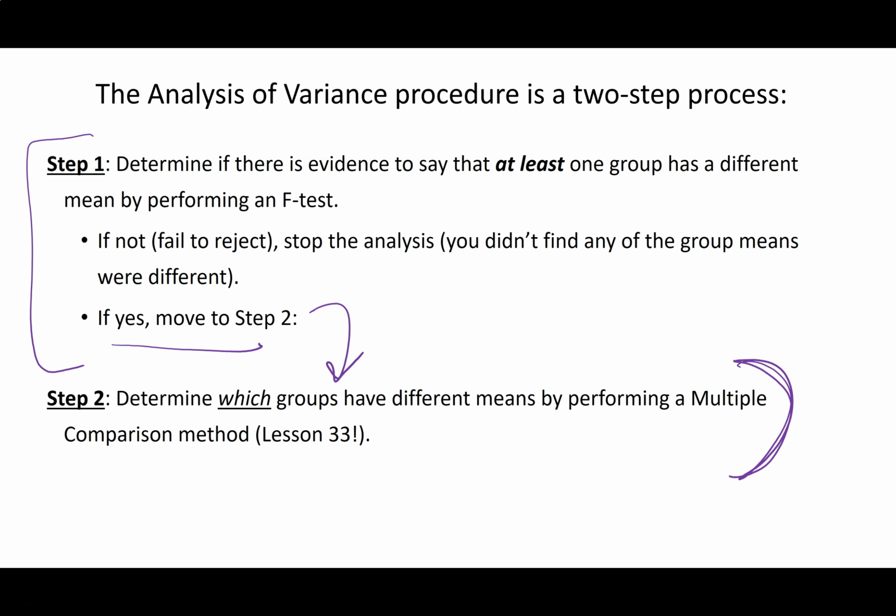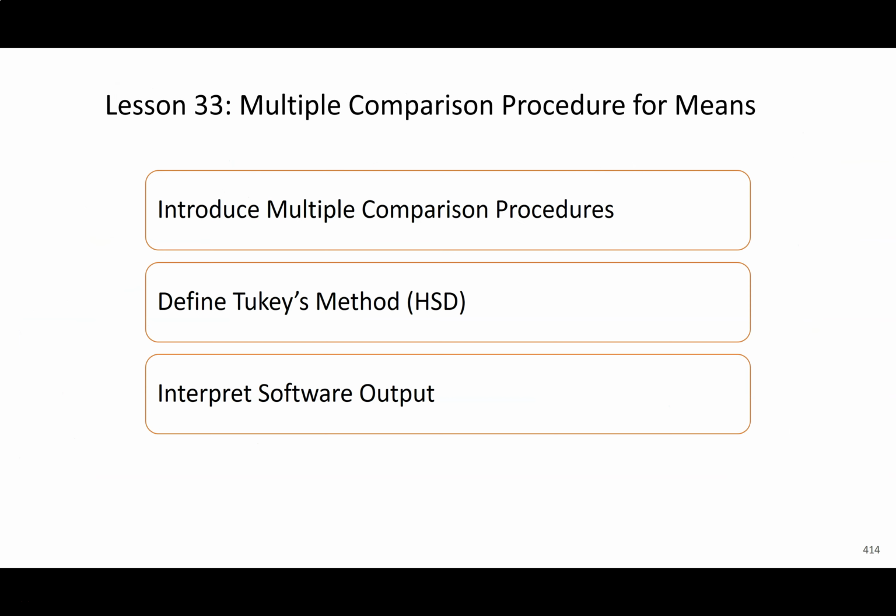So first you ask, is at least one different? If you say no, you stay there. You don't have evidence that at least one mean is different, and you're not going to try to find which ones are different if you say none of them are. But if you do say at least one's different, then we want to figure out which ones are different. So lesson 33, coming up next, multiple comparison procedures for means. Specifically, we're going to go into Tukey's method.